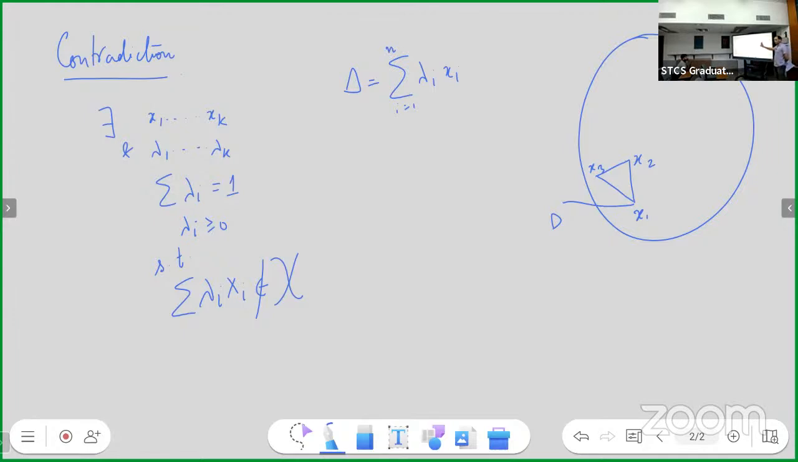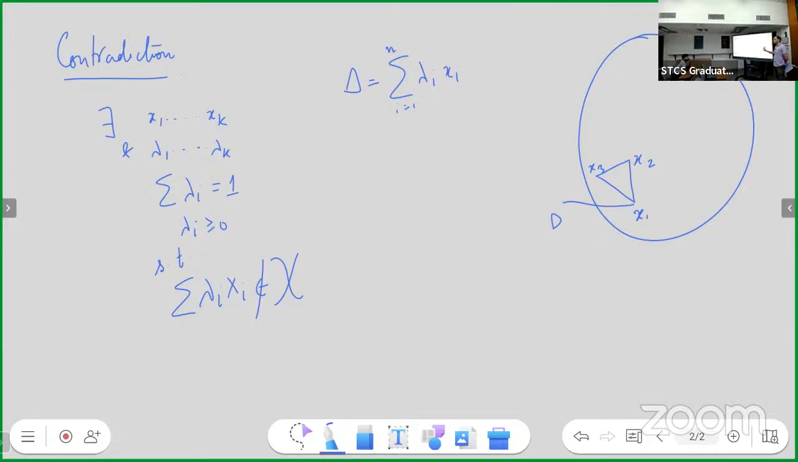Everybody got what is needed here. So you can take any key points and let delta sit outside. Now, given the fact that these key points are in X, look at the convex hull of that. Now, that delta belongs to the convex hull is straightforward. And the convex hull is also the smallest convex set containing all these points.